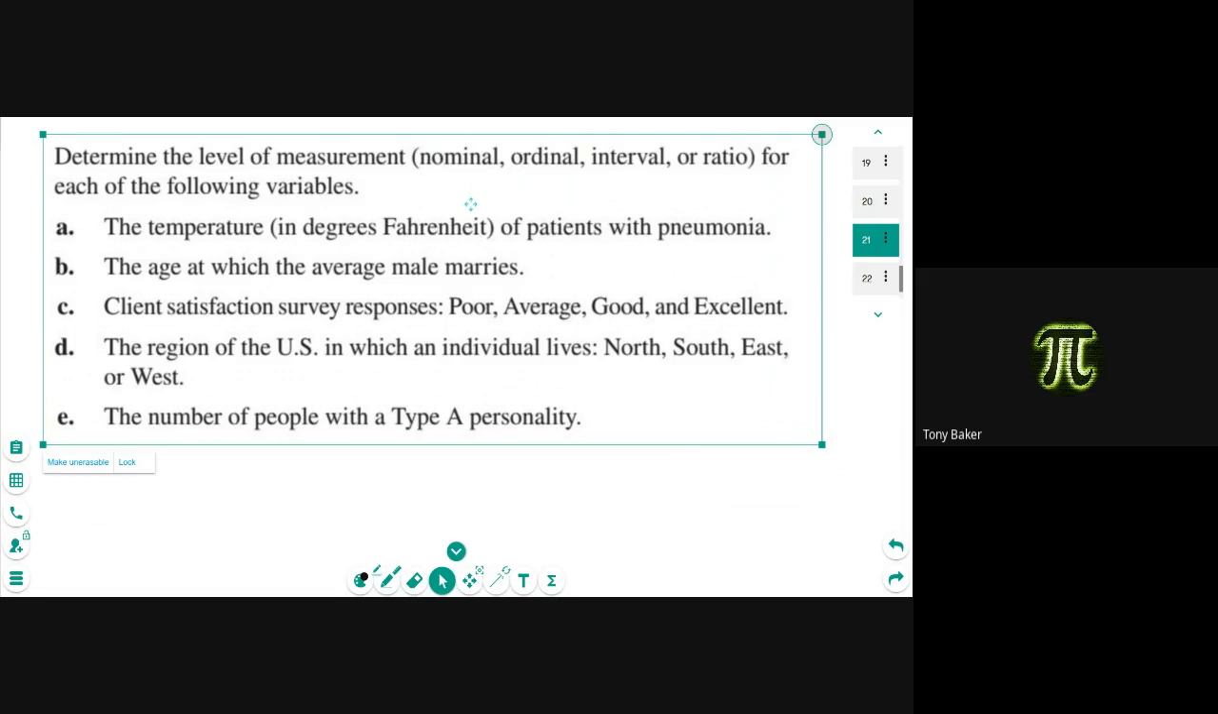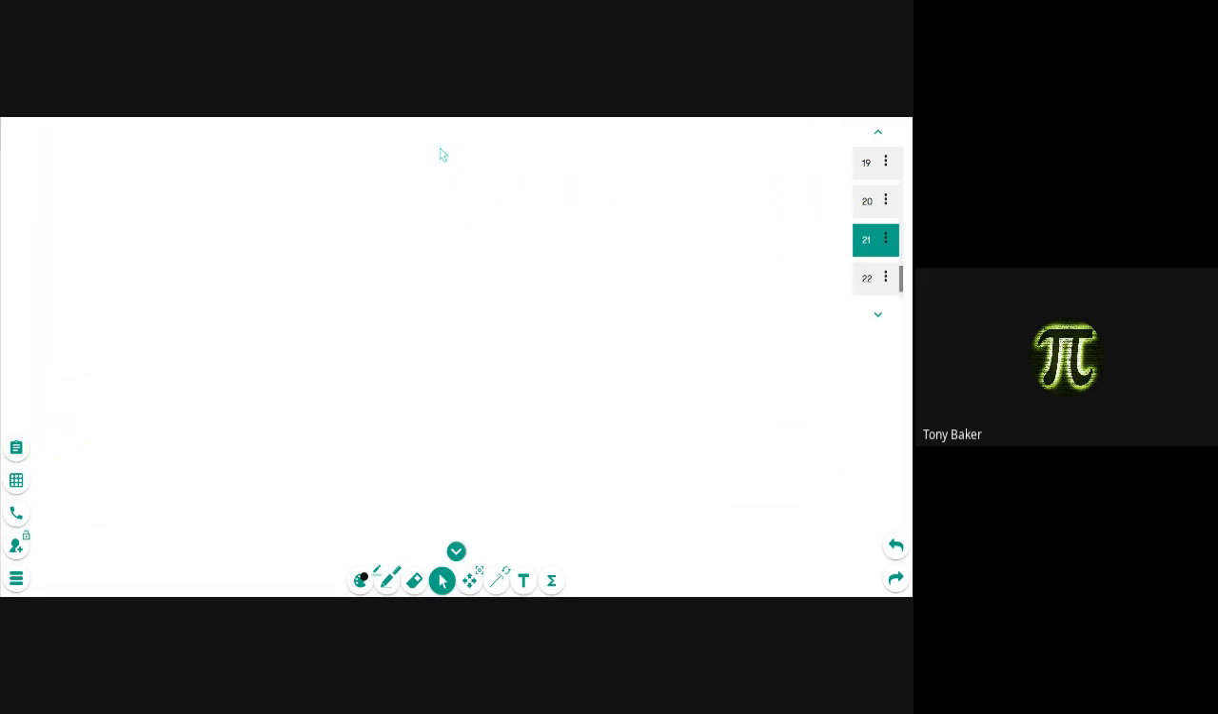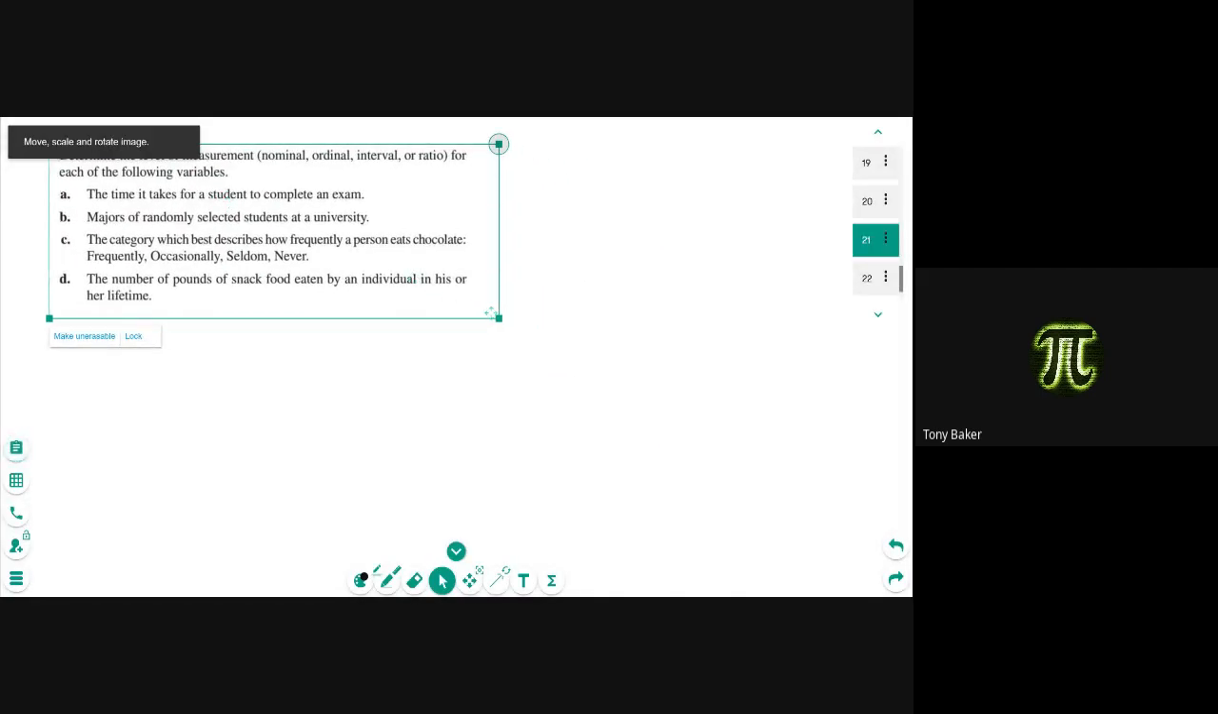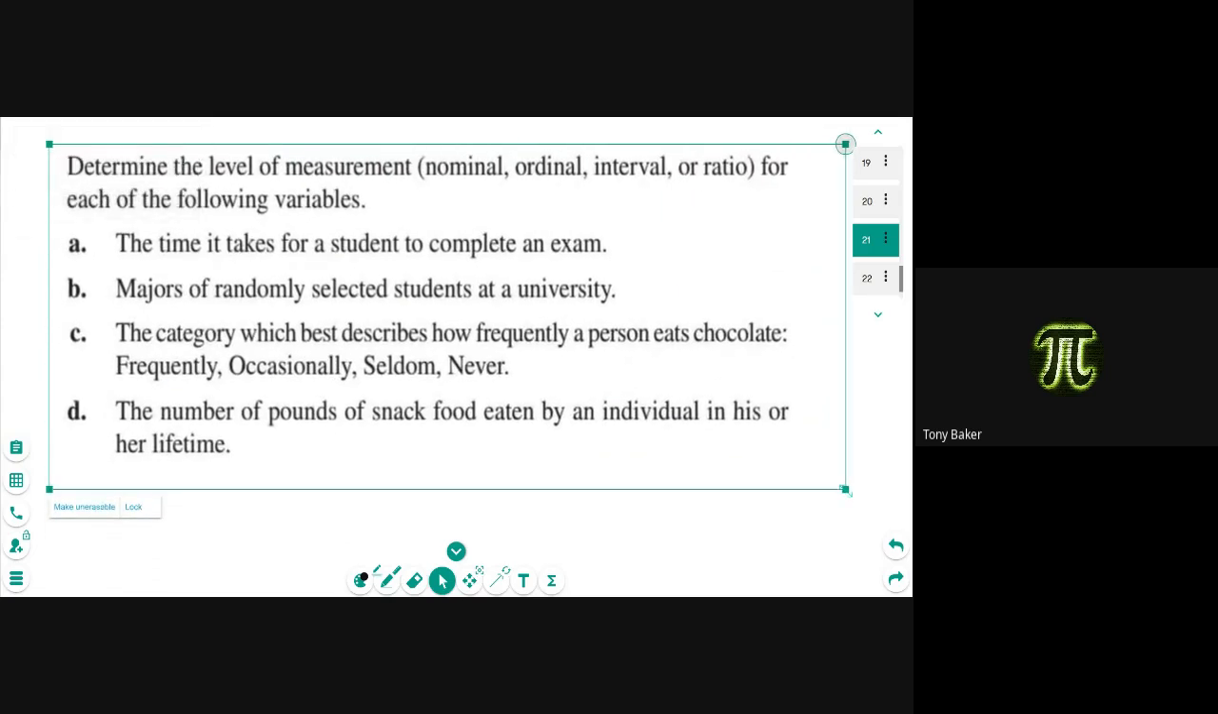Actually, I'm gonna do a different one. Hold on. I'll do this one. All right. For each of these, write it down: nominal, ordinal, interval, or ratio.